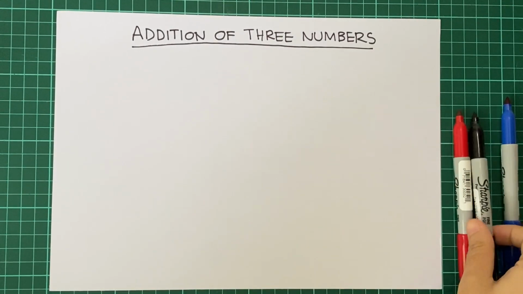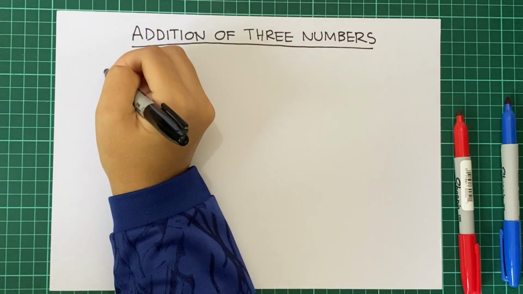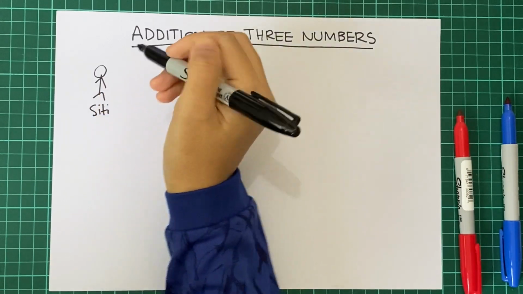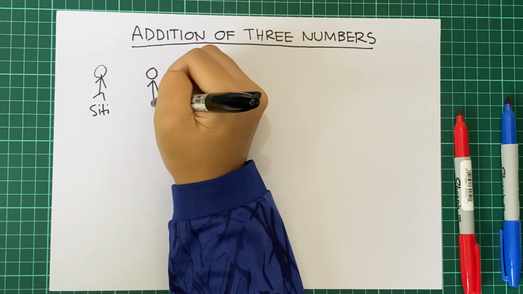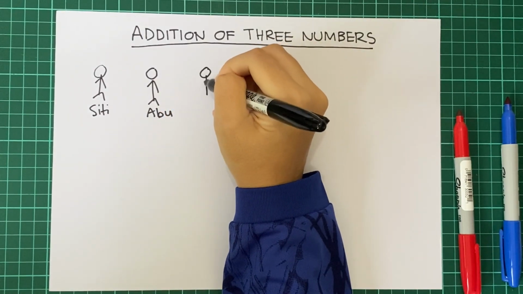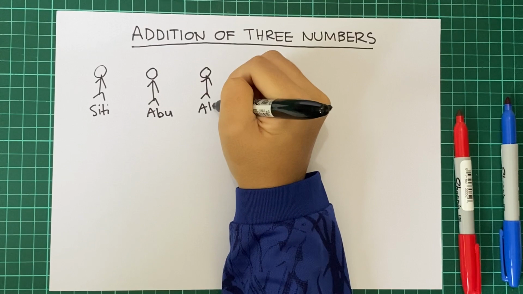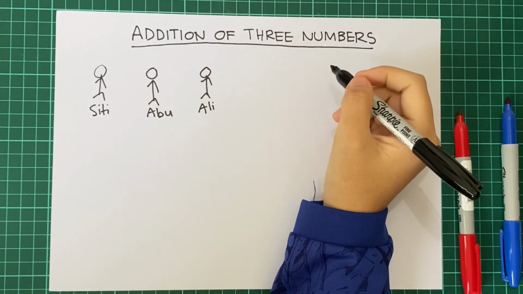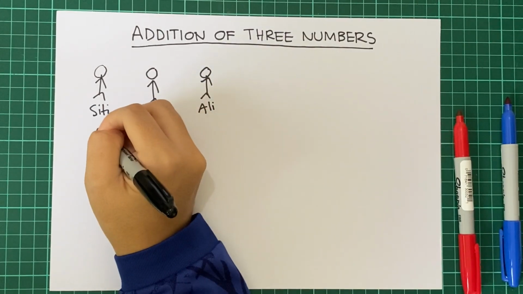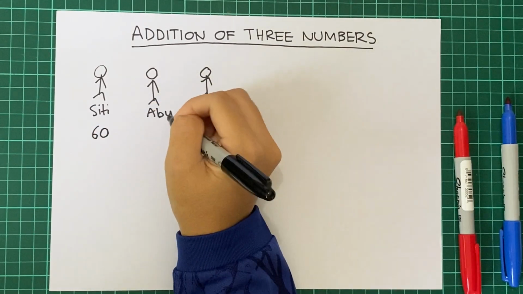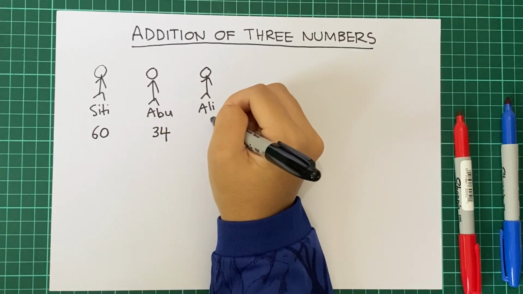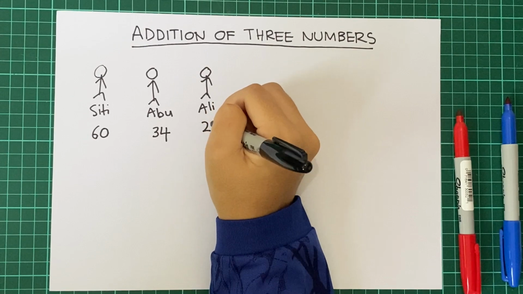Let's say we have three different people. We have Siti, Abu, and Ali. All of them have sweets with different numbers. Let's say Siti has 60 sweets, Abu has 34 sweets, and Ali has 27 sweets.